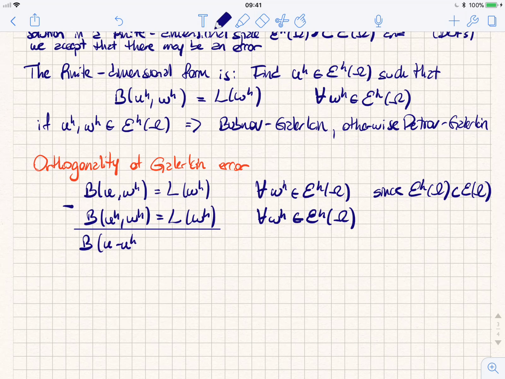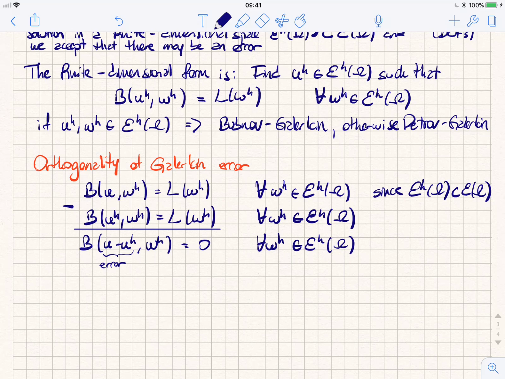U minus UH, and then WH. The right hand side of both, of course, is the same, so this has to be valid for all WH. And what you see here is what we know as the error, right? If you take your exact solution and subtract your approximate solution, of course you are left with an error.